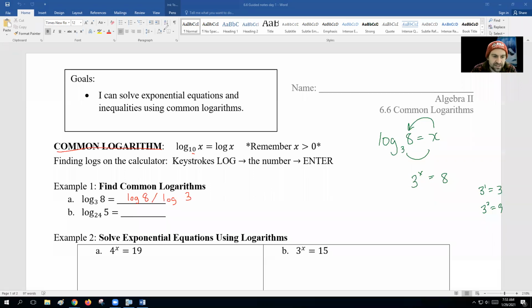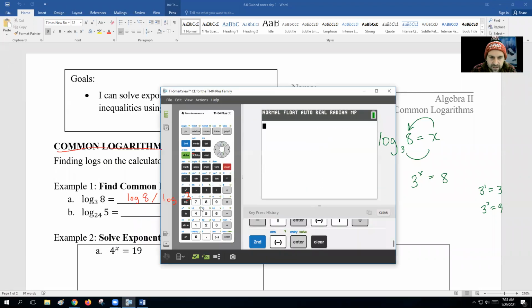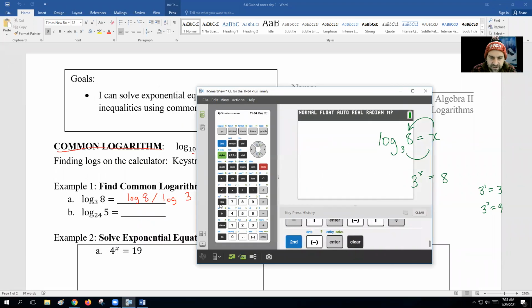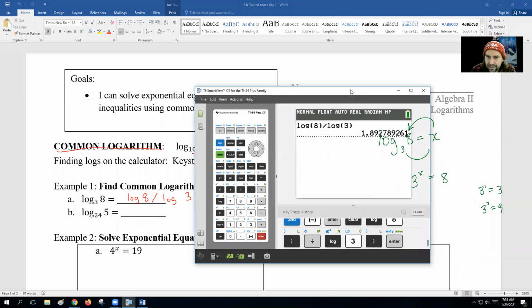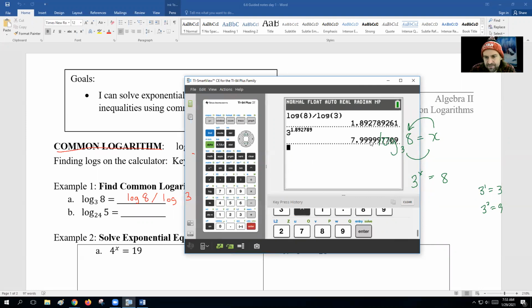So on the calculator, there is a common log button. It's the one we haven't pressed. So all we need to do is do common log of 8 divided by common log of 3. And there's our answer, 1.8928. We're always going to round to the fourth decimal. And just to verify, if I take 3 to the 1.892789, I'm just going to put a bunch of decimals in, we get 7.999. That's basically 8.